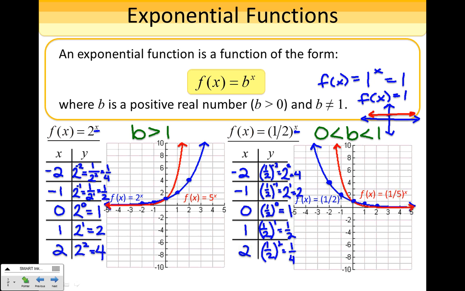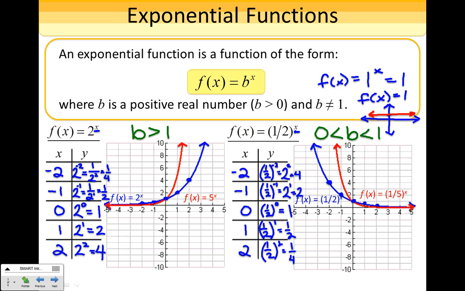We're looking at b values that are greater than 1, so 2, 3, 4, 5, 8 over 3, 6.2, anything like that, anything that's greater than 1. We're also looking at our second case, b values that are between 0 and 1. So 1/2, 1/5, 1/3, 2/3, 0.67, 0.3. All of those are base values that are between 0 and 1.